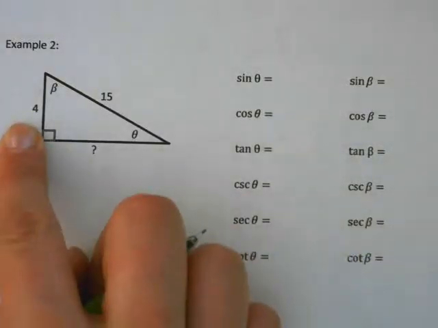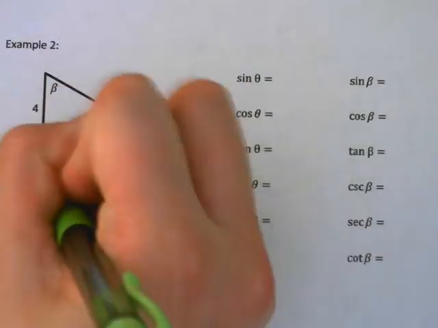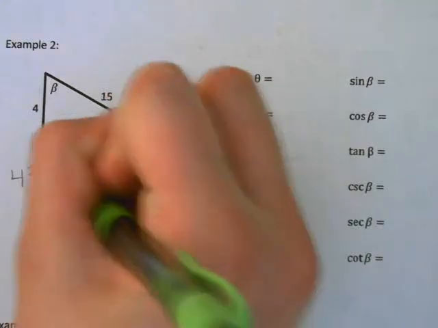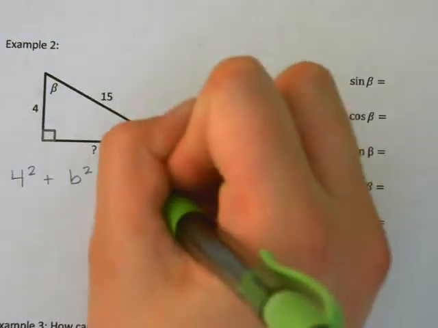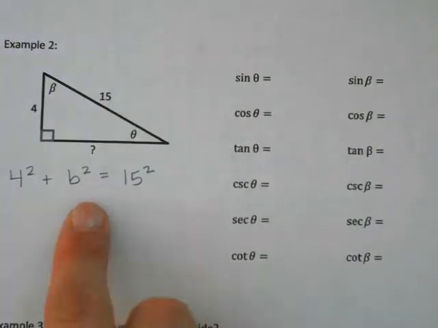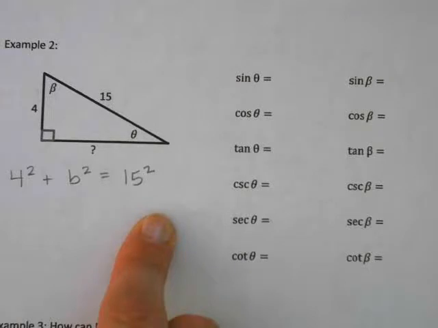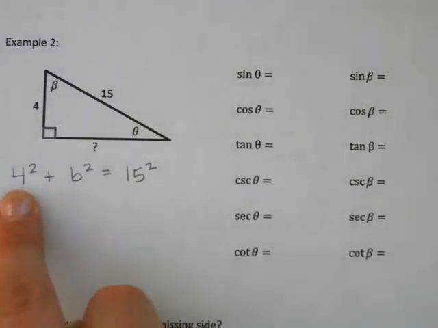4 squared plus b squared. Yeah, so 4 squared plus, we want to call this side b, plus b squared equals 15 squared. And then I just say that's 11, right? 4 squared plus 11 squared is 15 squared. Wrong. You can't do that. You guys were like, yeah, that's right.